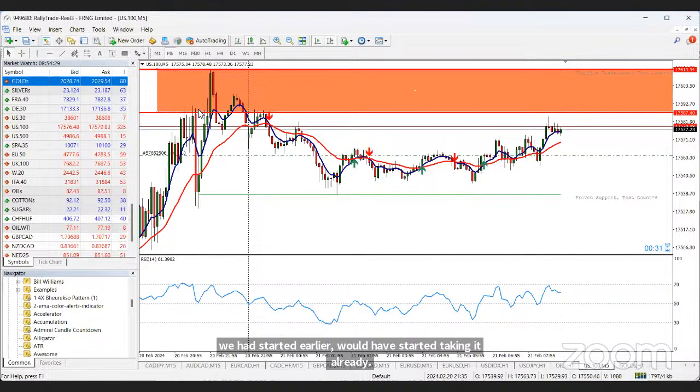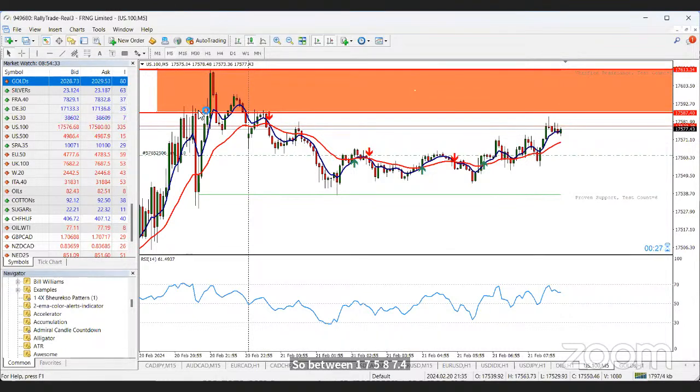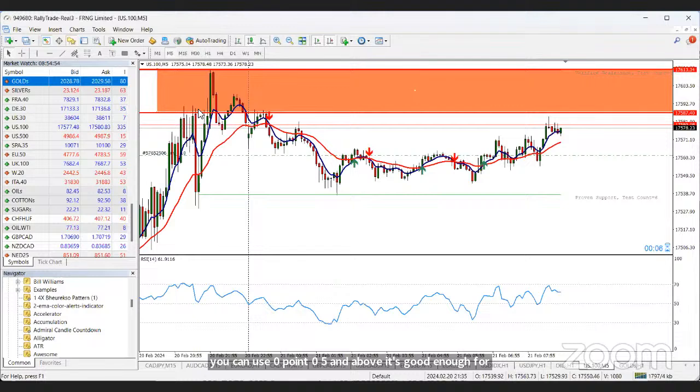So between 17587.40, all the way to 17613.34 is good as a go. All right, so remember, for you to make good money, you need to use good lot sizes as well. 1 million and above, 2 million and above, you can use 0.05 and above. It's good enough for you, but remember, apply proper risk management rules. Okay, so I believe we have that.